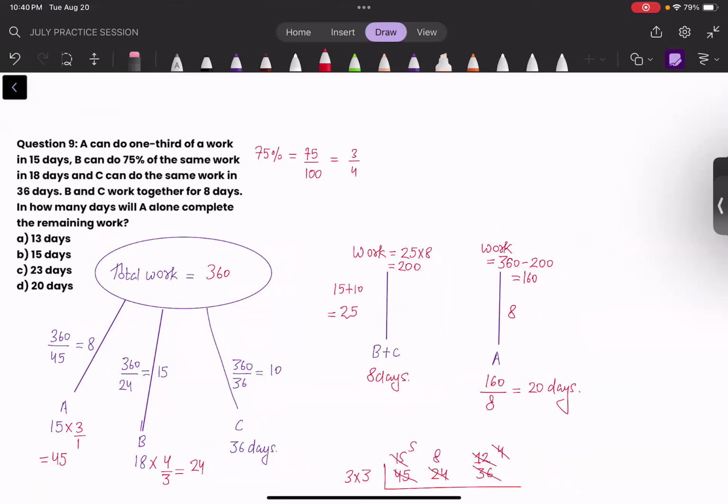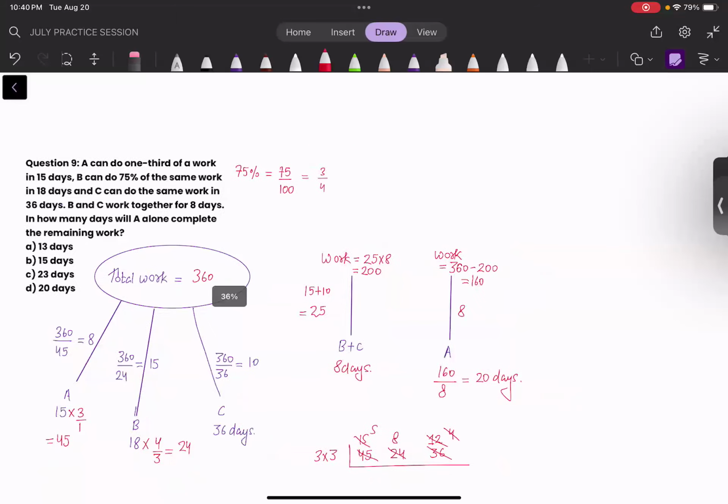The solution is right, but what is the answer? See that. This 20 days is the value for the remaining work. So yes, this is the right answer. Understood all of you?